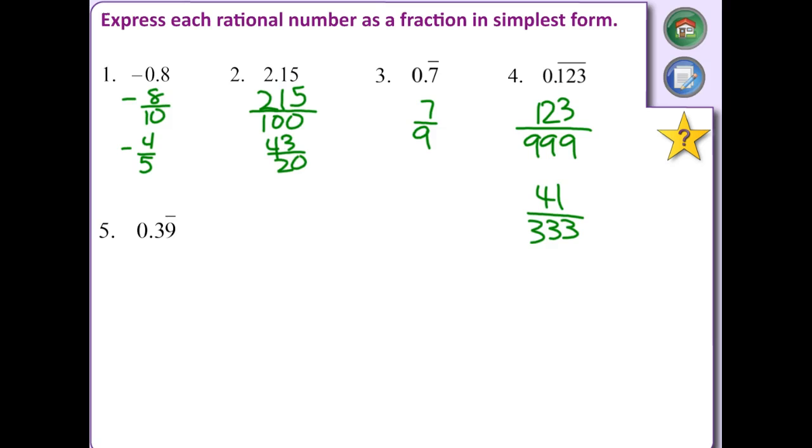Now, when I get to number 5, if you notice, I have a repeating decimal, but not all of them are repeaters. Not all of them are repeaters. And so this is where we have to do what Mrs. Burton calls the N thing.